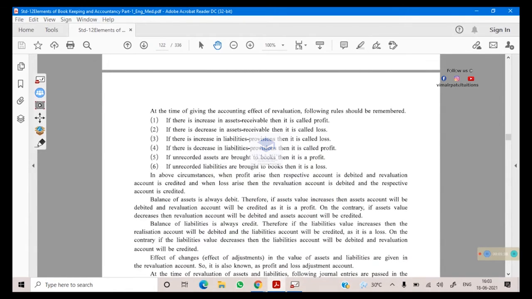See, at the time of giving accounting effect of revaluation, if there is an increase in value of an asset, it is called profit. If the value of an asset decreases, it is loss. If liability increases, it is loss. And if liability decreases, then it is profit. So the value of this profit or loss will be given through the revaluation account. Its first effect will be given to the revaluation account and another effect will be given in the balance sheet.